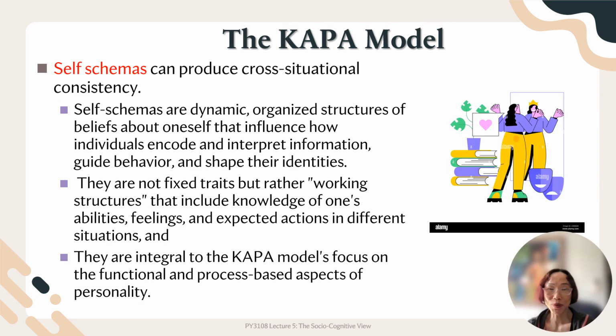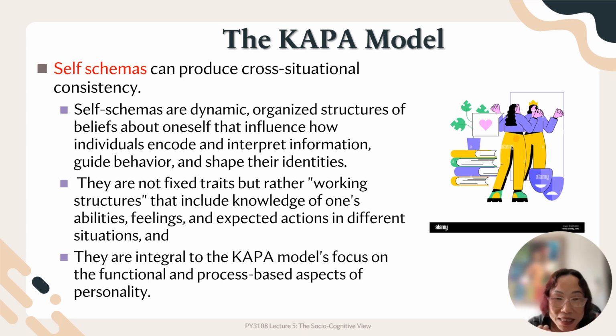Self-schemas can produce cross-situational consistency. This is how the personality of a person can be stable. Self-schemas are dynamic, organized structures of belief about oneself, which influence how the individual encodes and interprets information, guide individuals' behavior, and shape their identity. It's about the self-image, just like in the cartoon, and organized in a structured self-knowledge as well.